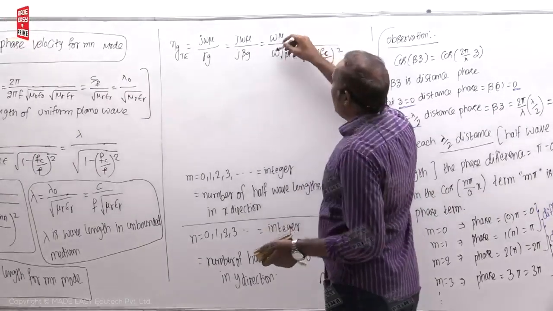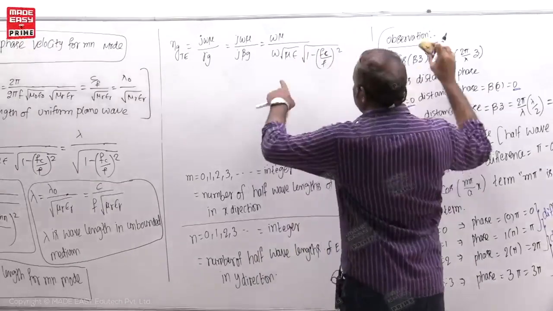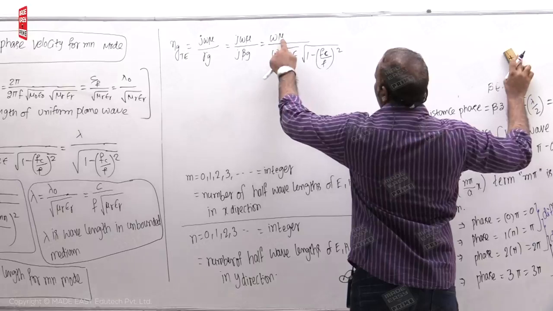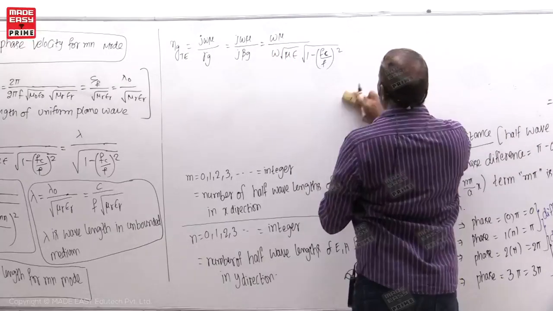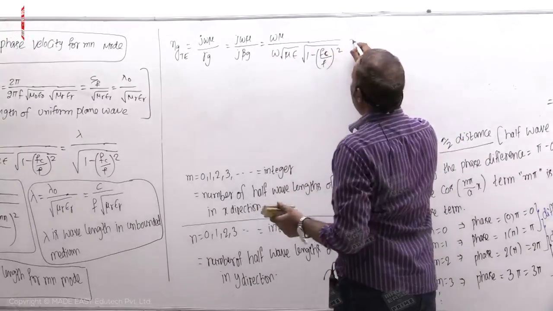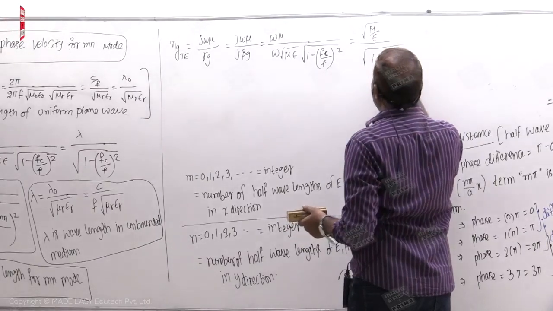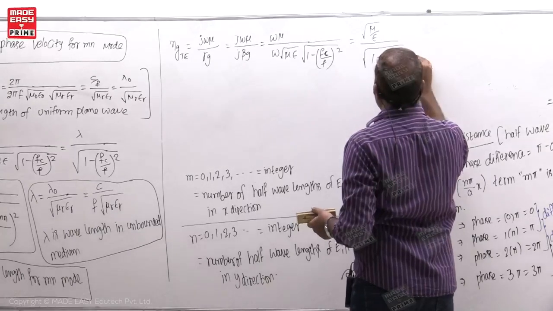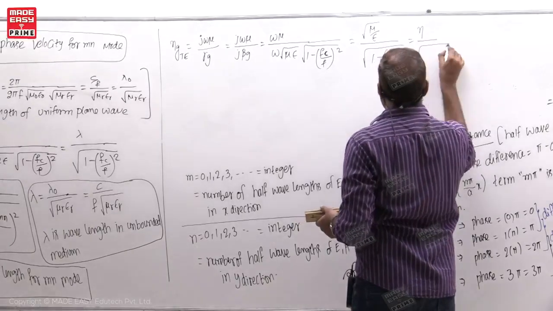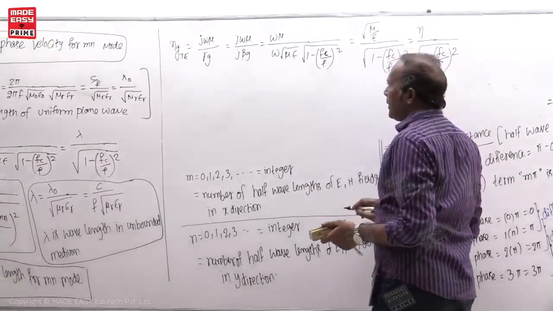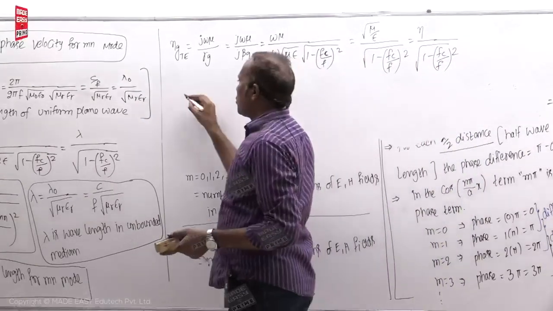So this omega is gone, and here one root mu cancels. So ultimately you get root mu by epsilon divided by root of 1 minus fc by f whole square, that is written as eta by root of 1 minus fc by f whole square, students. Right? So ultimately you have to remember this one.